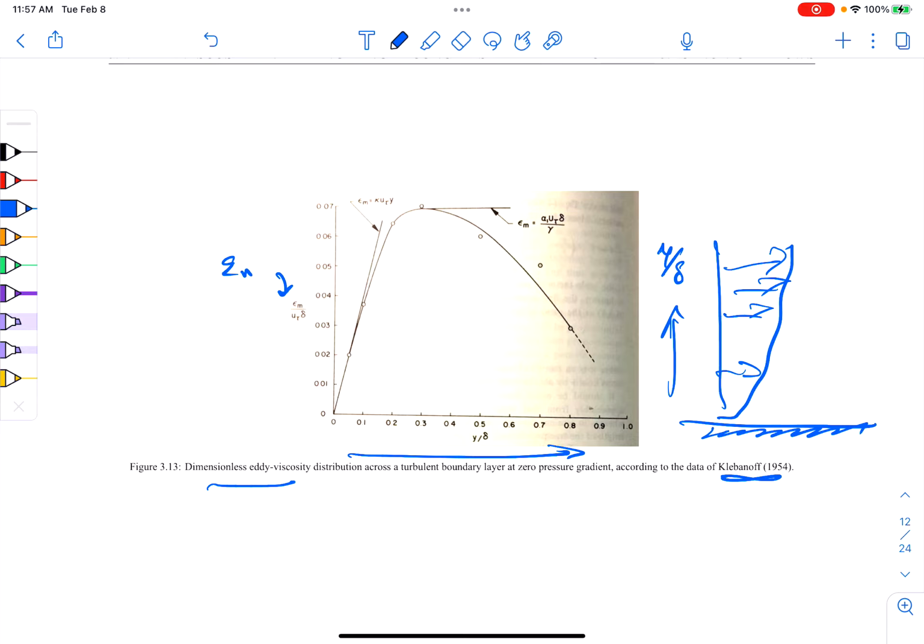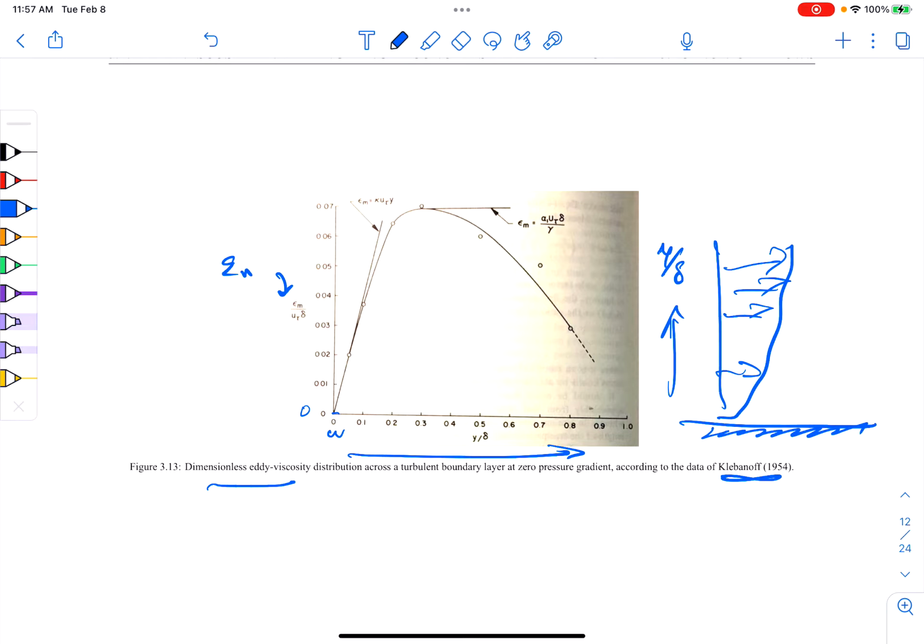This is 3.13, and it's dimensionless eddy viscosity. That's epsilon m right there, normalized by u tau times delta. The x-axis is the distance from the wall. I know there are newer people from outside fluids sometimes in this class, so I'll just draw it. Here's your velocity profile, and then this distance is y over delta, right? You can see very close to the wall we have 0 and 0, which is good.